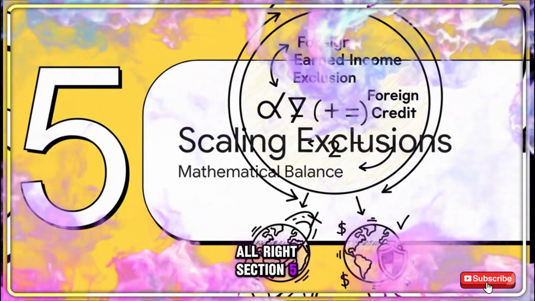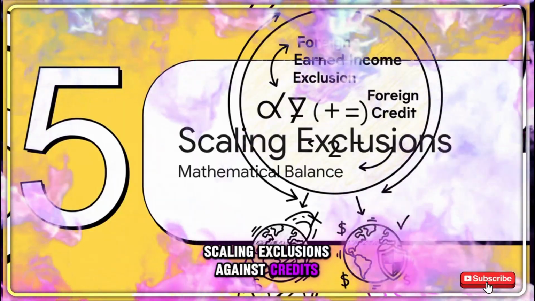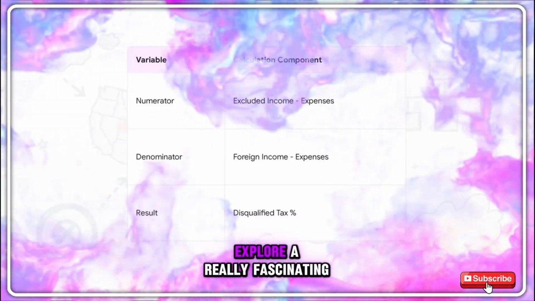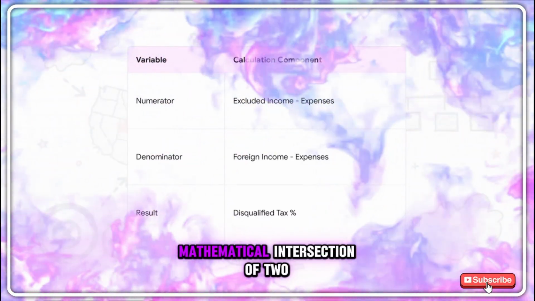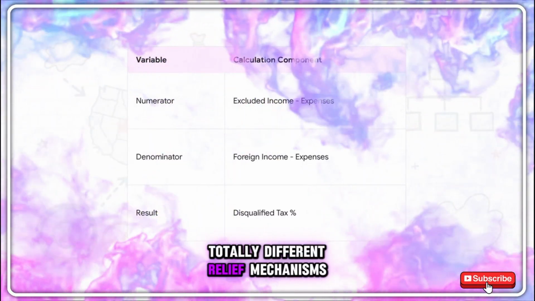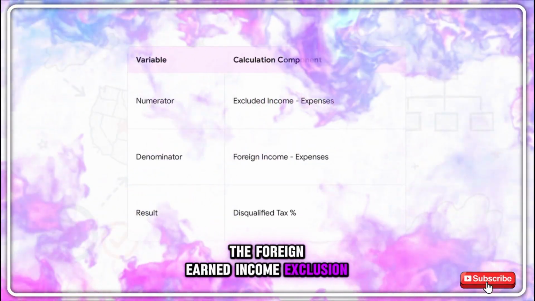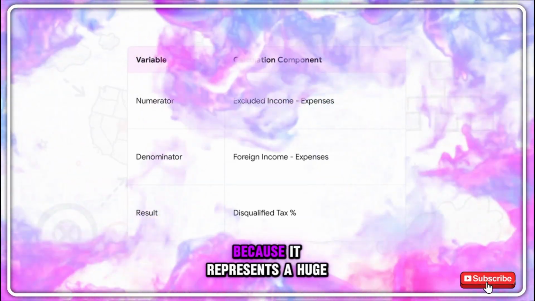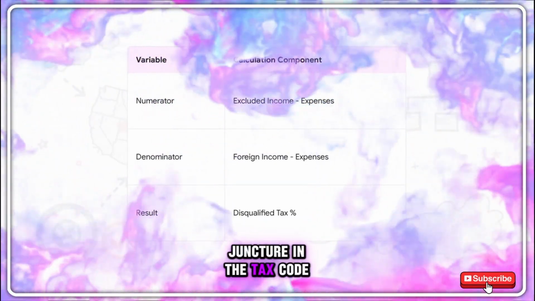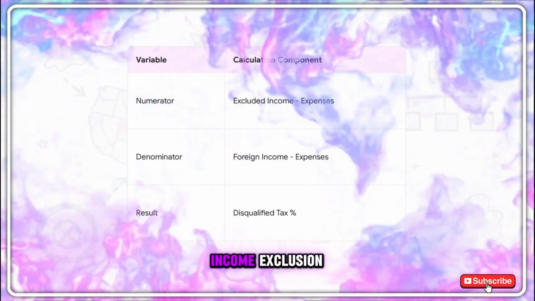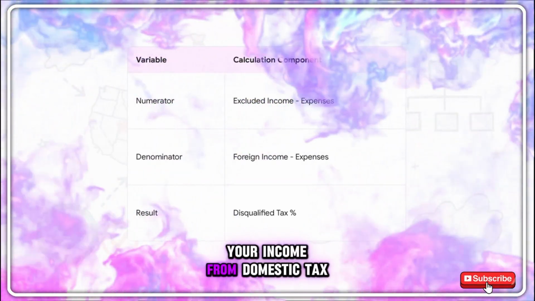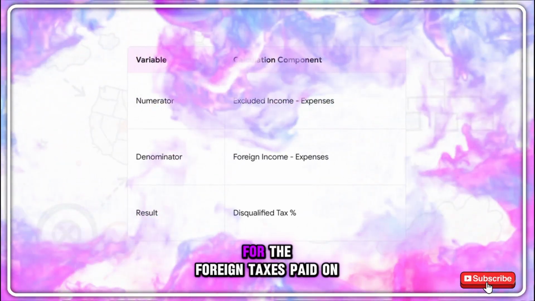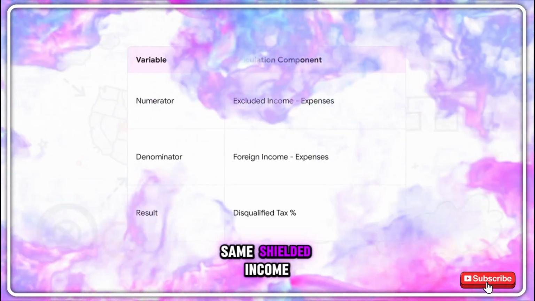All right, Section 5, Scaling Exclusions Against Credits and Finding that Mathematical Equilibrium. We are now going to explore a really fascinating mathematical intersection of two totally different relief mechanisms, the Foreign Earned Income Exclusion and the Foreign Tax Credit. Let's walk through this formula together, because it represents a huge juncture in the tax code. If you utilize the Foreign Earned Income Exclusion to shield a chunk of your income from domestic tax, you absolutely cannot simultaneously take a tax credit for the foreign taxes paid on that exact same shielded income.